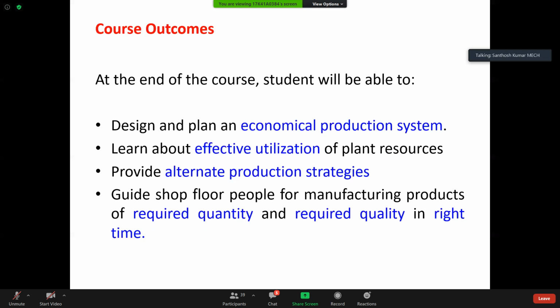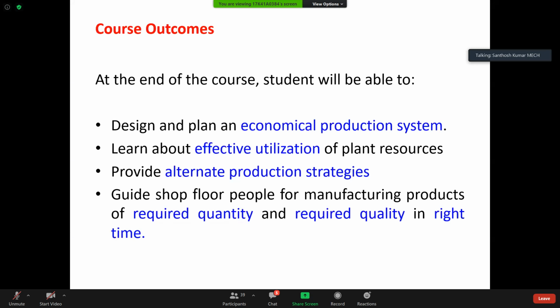Okay. So in the previous slide, you can see the textbook. After the class, I will share it anyway. Course outcomes: at the end of the course, the student will be able to design and plan an economical production system, learn about effective utilization of plant and resources, provide alternative production strategies, and guide shop floor people for manufacturing products of required quantity, required quality and right time.